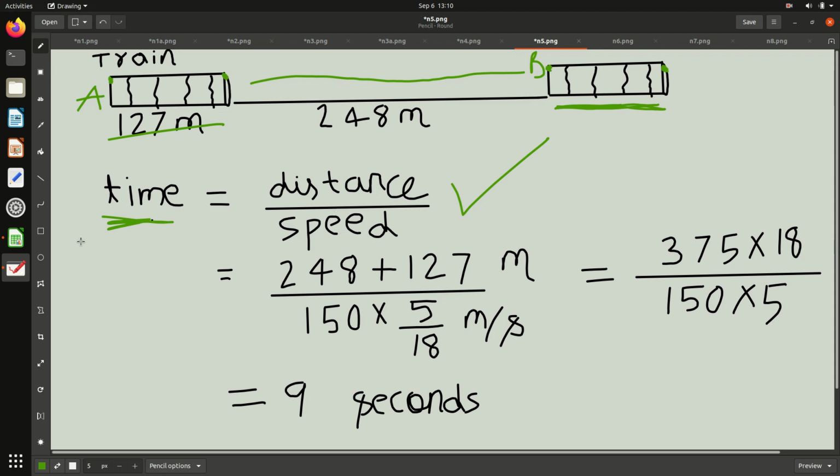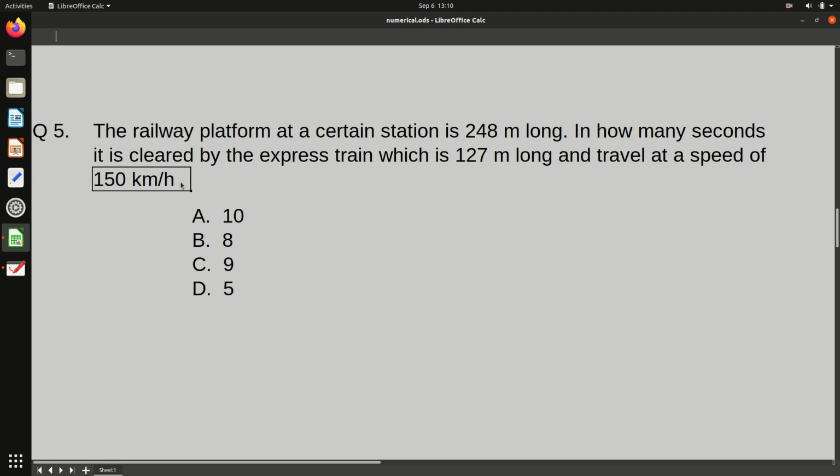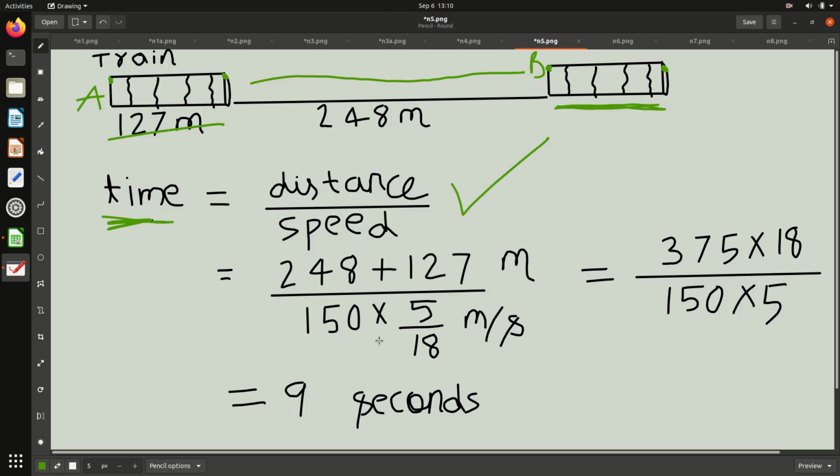Now if you look carefully, the speed of the train is 150 kilometer per hour. So distance is in meter and speed is in kilometer. So convert this kilometer per hour into meter per second. Now there is another shortcut. Whenever you have to convert kilometer per hour to meter per second, we have to multiply by 5 by 18. Remember this.